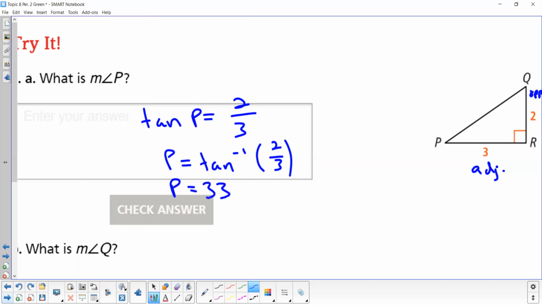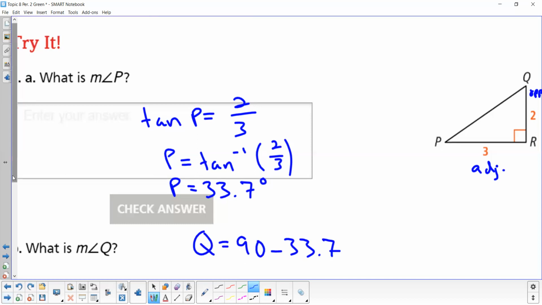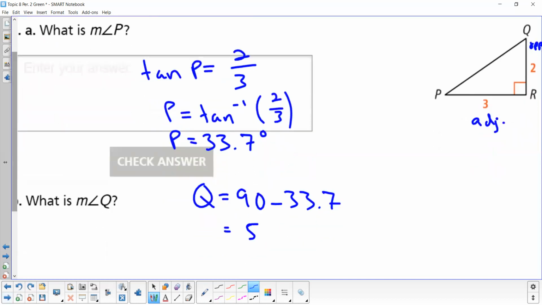You got it. That's good. To get the other one, I don't need to use trig. I know that 33.7 and Q have to add up to 90. So that means Q is just 90 minus 33.7, which is 56.3.